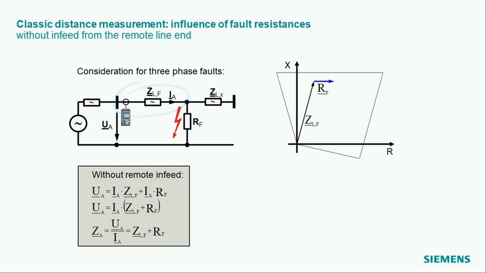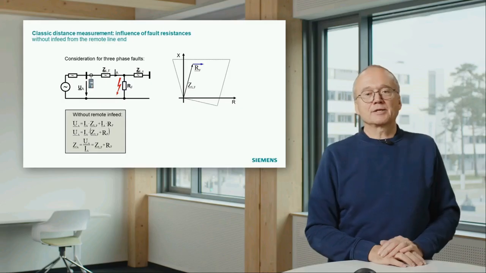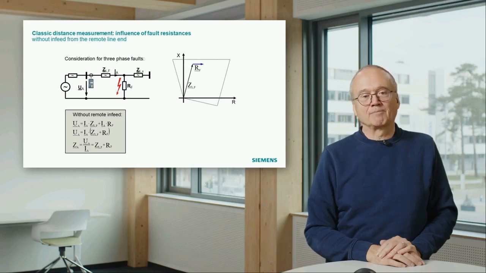And if we draw that into our diagram, we see here this piece of line, resistive and reactive part shown as an arrow, and the fault resistance has no reactive part because it's only a resistance, there's not a reactance which has to be considered. So at the end we measure the sum of these two things. That means this is the operating point we measure there.